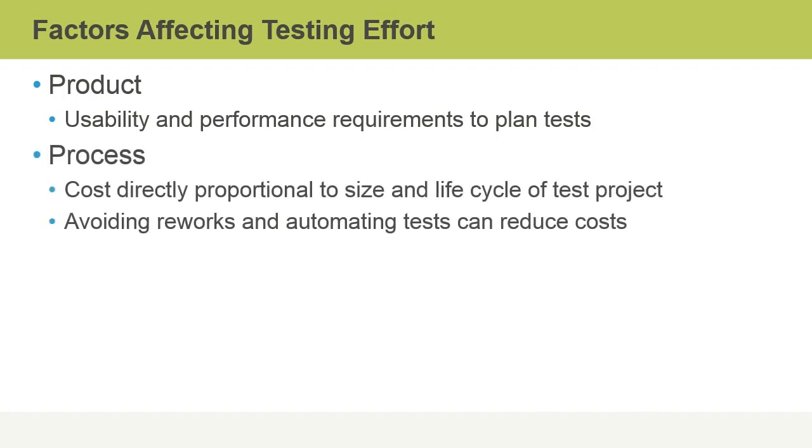Process. The cost associated with the test project is directly proportional to the size and life cycle of the test project, so being efficient here is a major advantage, particularly by using a process that allows for the effective management of changes. Also, using a structured, effective test process helps mitigate rework costs, and automating tests where possible can also streamline test execution and hence reduce costs.